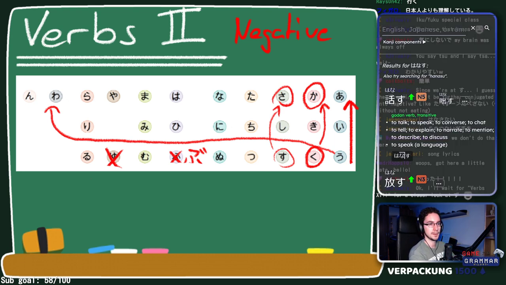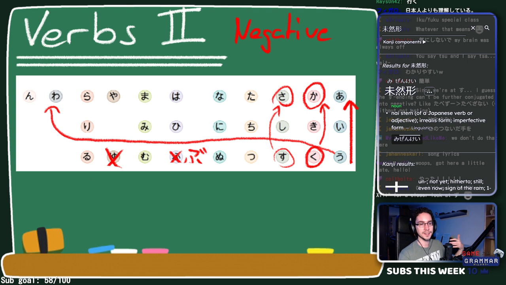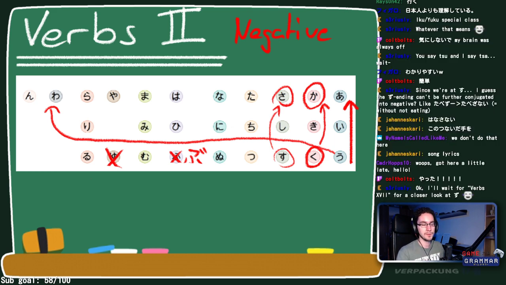Let me get it up here. Mizenke. You don't have to know this word, but it's the nai stem. It's the stem of a word that you can add nai to make it negative. Functionally, or practically, it's what you get when you do this vowel shift from u to a. You end up with this negative stem form. That's why I always add like plus nai, because you have the stem and then you add nai to the stem.